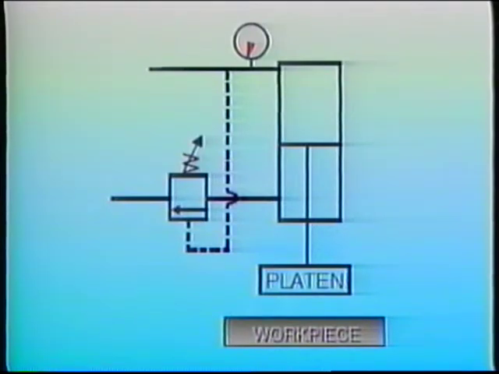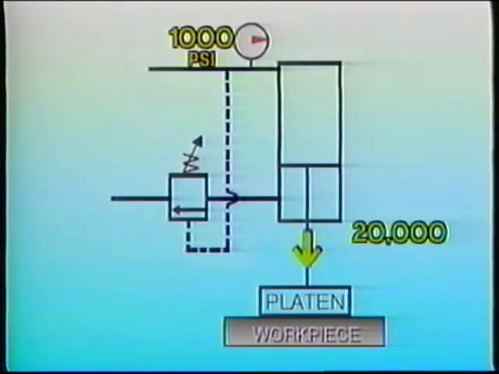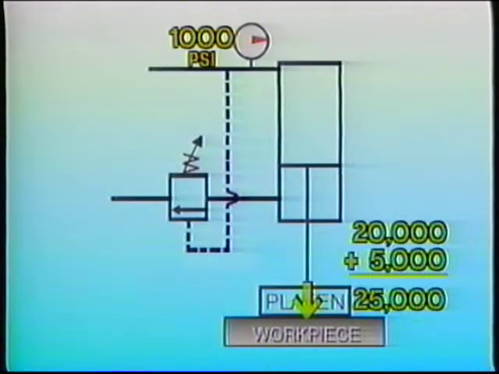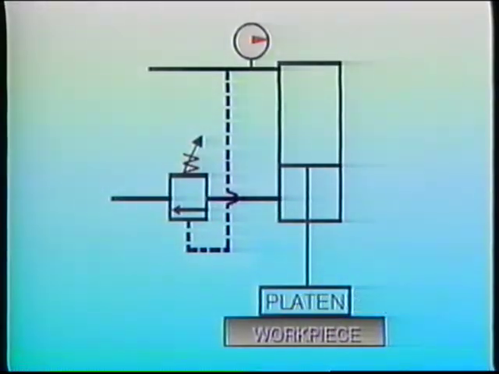When the system is operating and the platen descends to the work, the pressure rises to 1,000 psi, resulting in 20,000 pounds of downward force, just as before. This time, however, the platen adds its 5,000 pounds, for a total force of 25,000 pounds. As long as pressure upstream of the cylinder holds the counterbalance valve open, back pressure is eliminated, and all the force is downward.